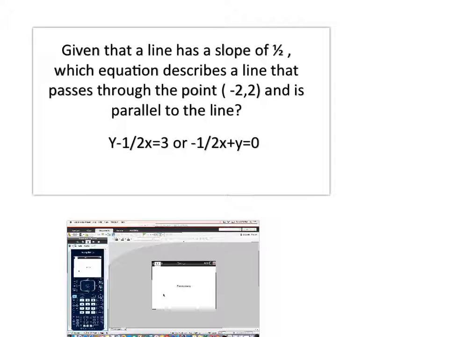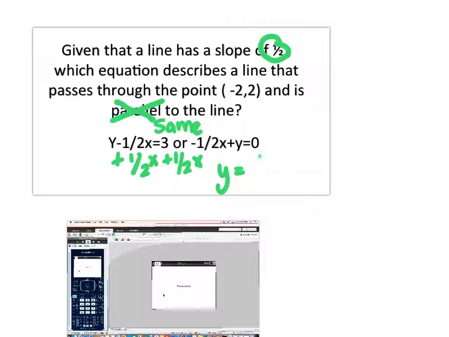Given that a line has a slope of 1/2, which equation describes a line that passes through the point (-2, 2) and is parallel to the line? Okay, so we will have a slope of 1/2. We have parallel. I'm going to cross it out and I'm going to put same. One of these has to have a slope of 1/2. Well, in order for us to do that, we need to solve for y. So I'm going to solve the left one first by adding 1/2 x to both sides. So now I have y is equal to 1/2 x plus 3. Now we're going to make sure it passes through the point (-2, 2).